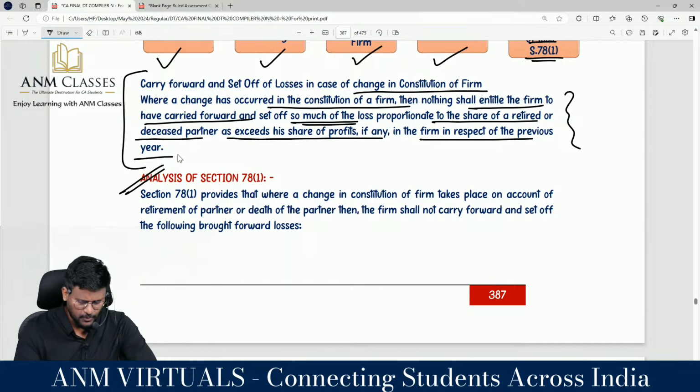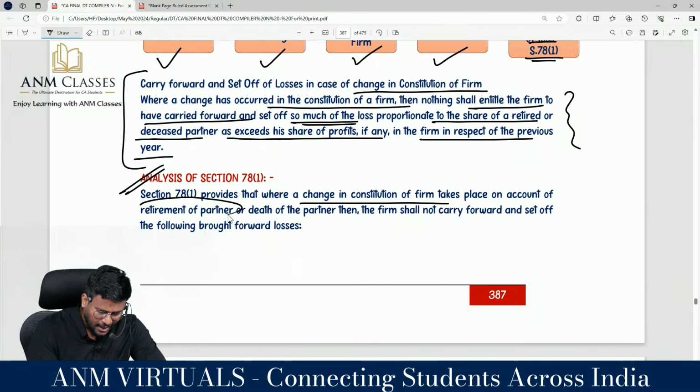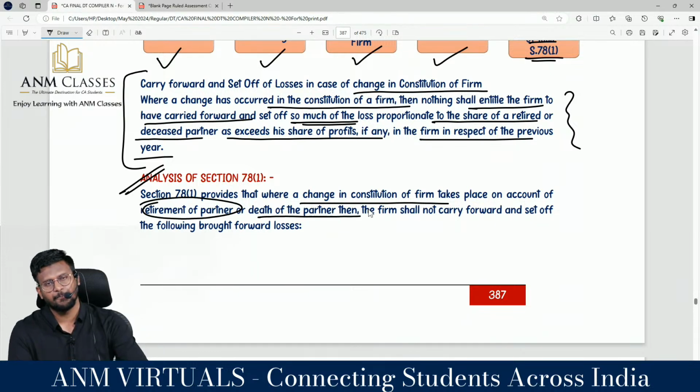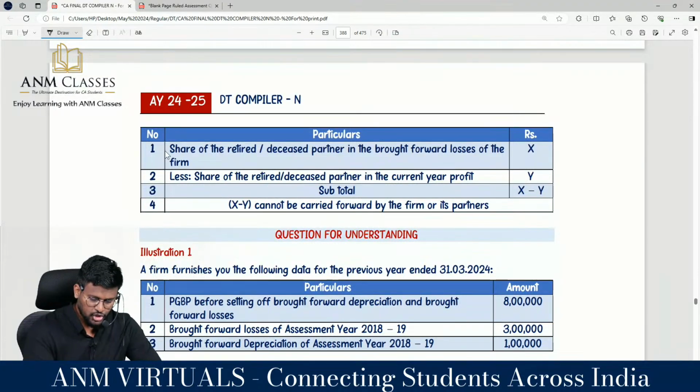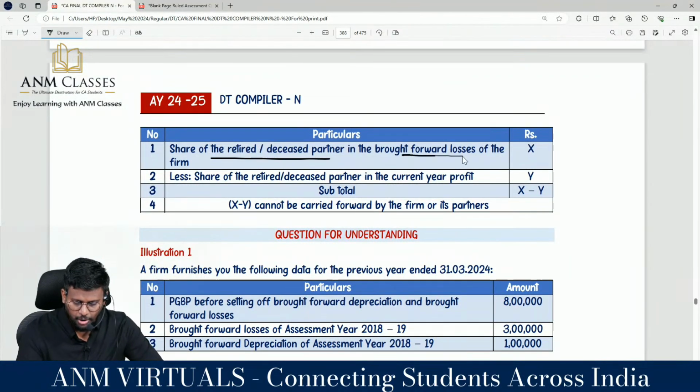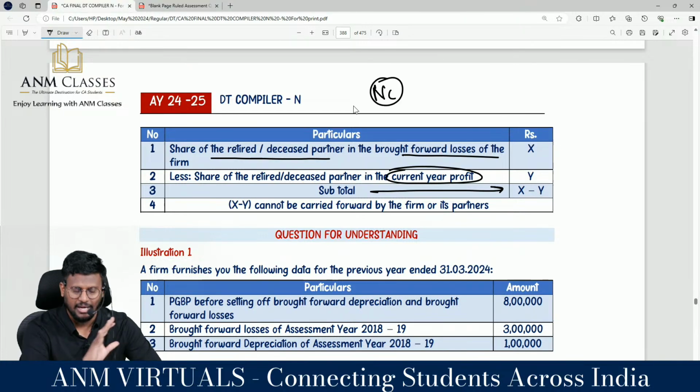Section 78 subsection 1 provides that when there is a change in constitution of the firm, for example, a partner retires or is admitted, or takes place on account of retirement of partner or death of the partner. In this situation, only retirement and death is covered. Then the firm shall not carry forward and set off the following brought forward losses: share of retired or deceased partner in the brought forward loss of the firm, less share of retired or deceased partner in the current year profit, that is subtotal. That is the net loss cannot be carried forward.